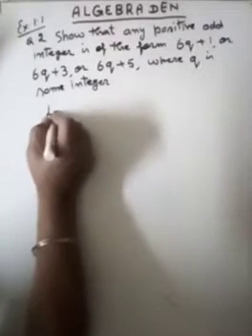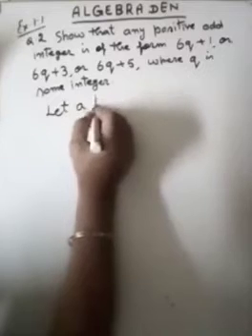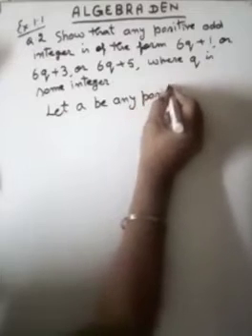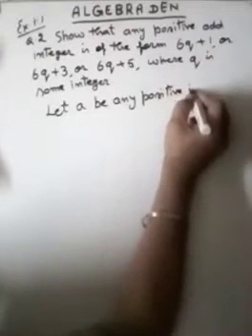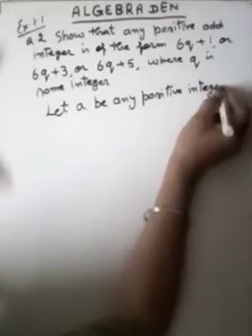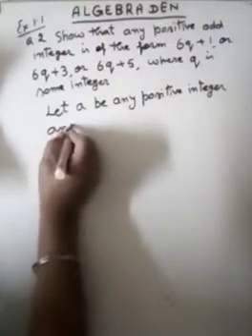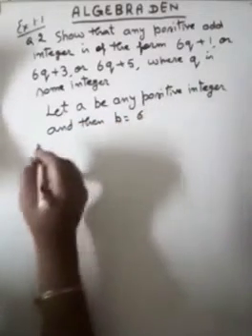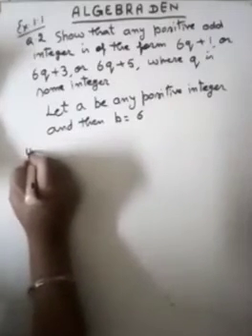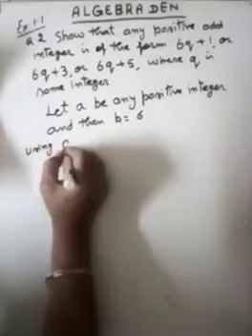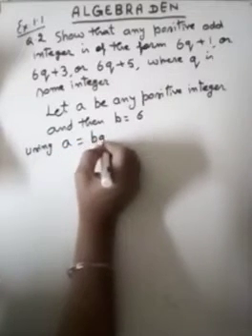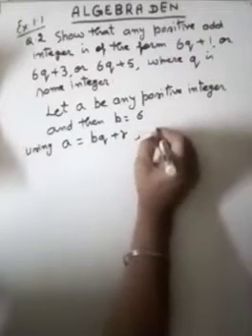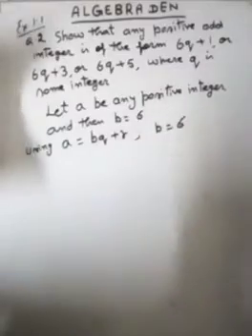Let A be any positive integer. And then B will be 6. And Euclid formula is using A is equal to BQ plus R. Here B is equal to 6 according to the question.